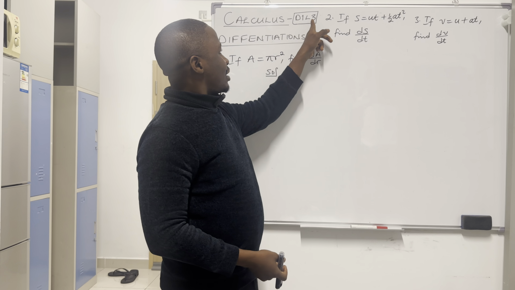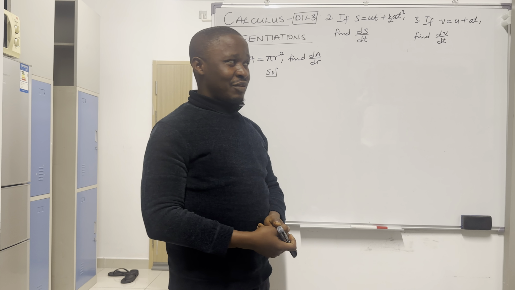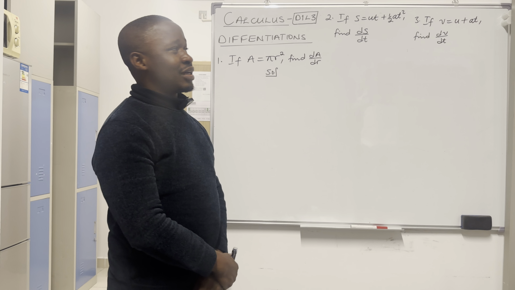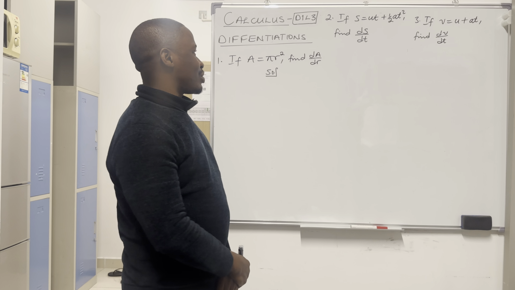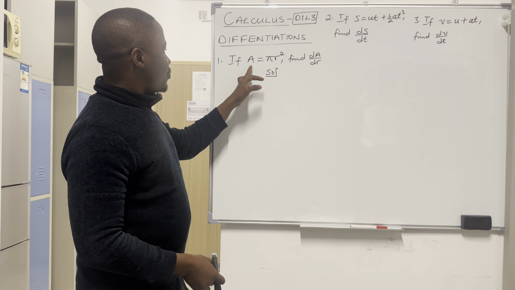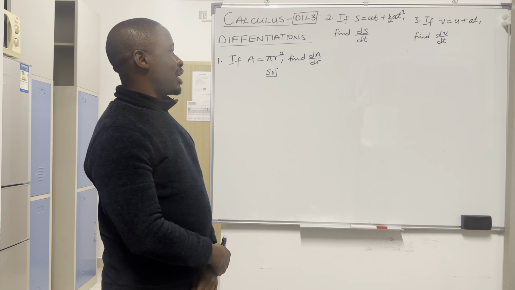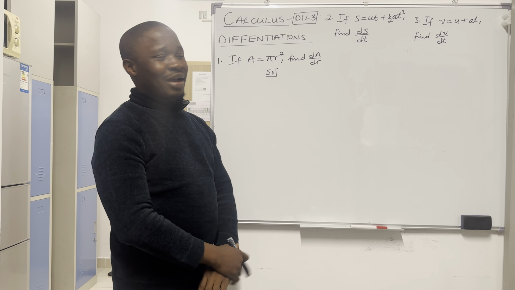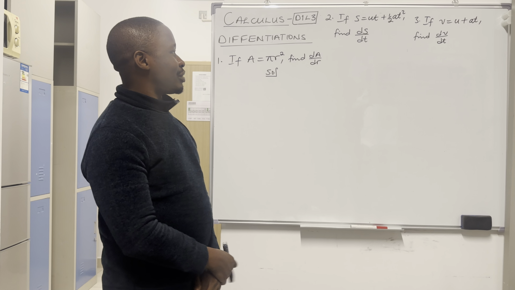This is the third lecture for the first day of calculus differentiation. We have unique cases here. Of course, they are unusual as compared to the last two videos. The first one says, if A equals pi r squared, find dA/dr. Most of you can remember pi r squared as the area of a circle.